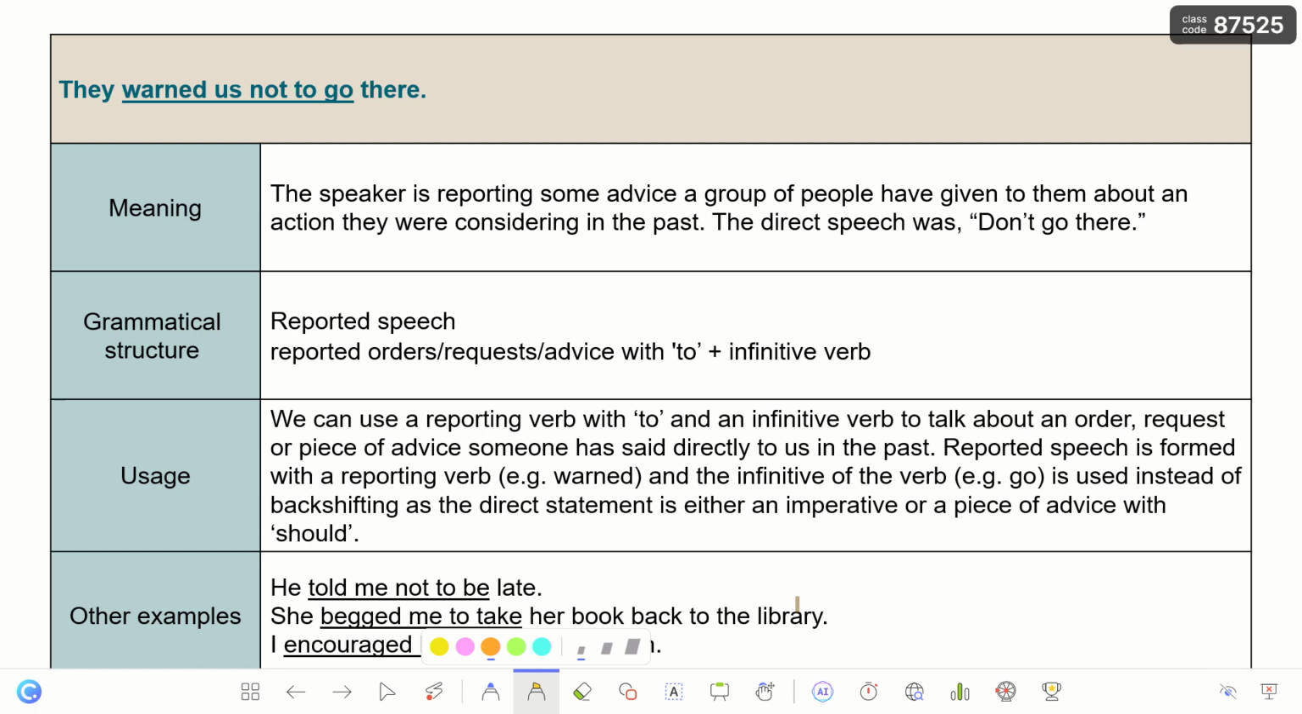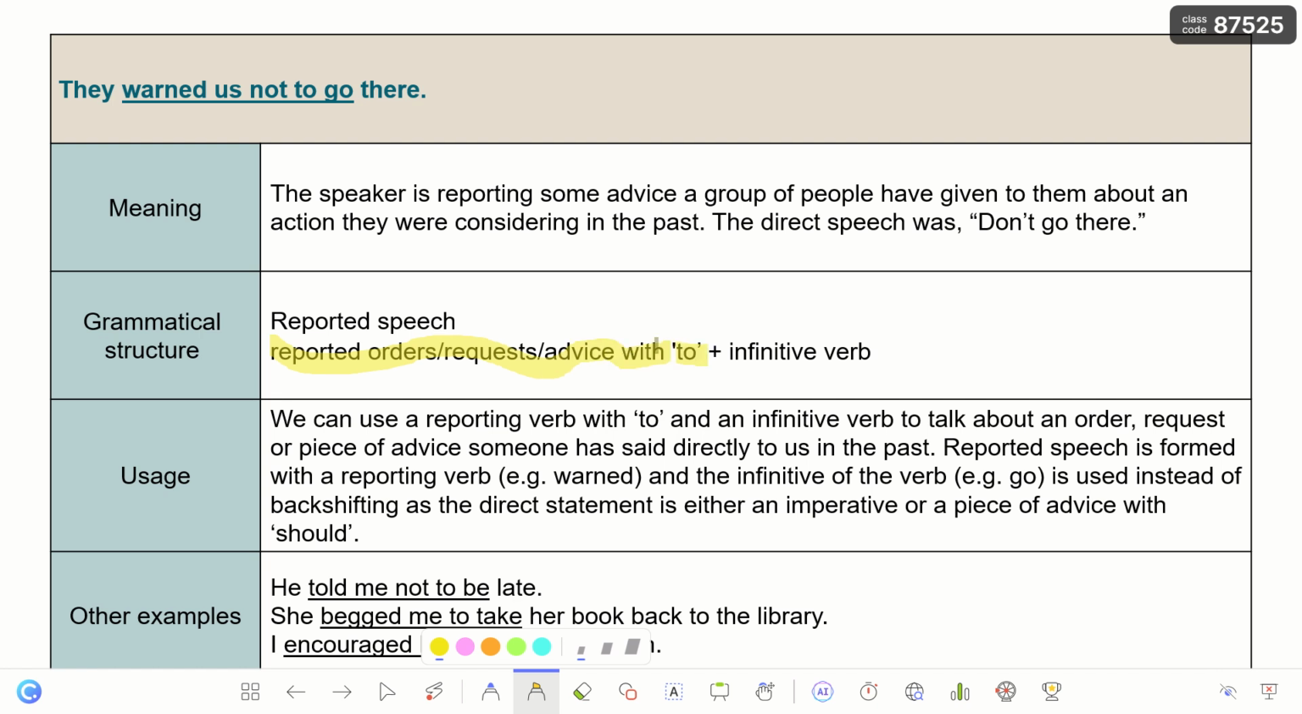"They warned us", this is our third rule, also about reported speech. Have you noticed how much they are focusing on reported speech this time? Three topics till now under reported speech. But here we are focusing on what? Reporting advice, requests, orders, okay? Reported orders, requests, and advice with what?